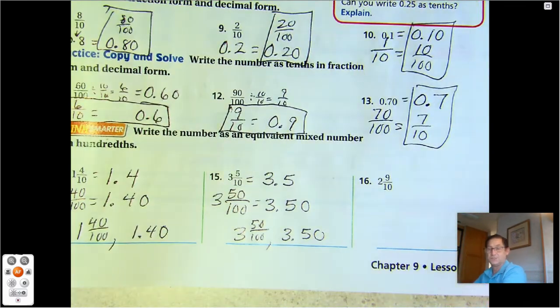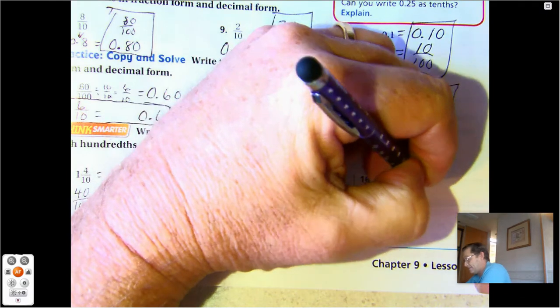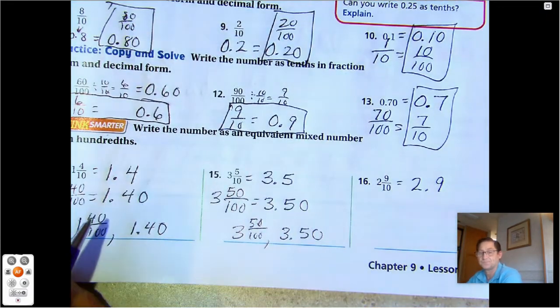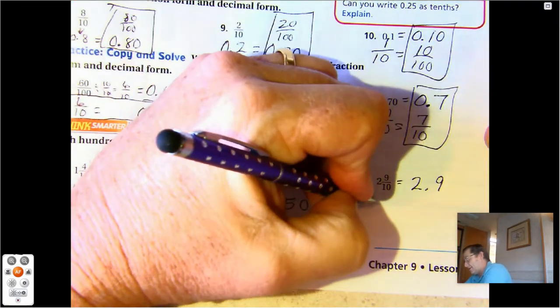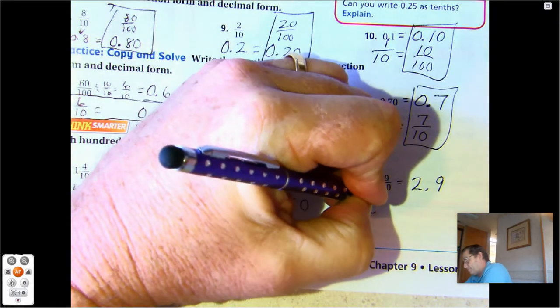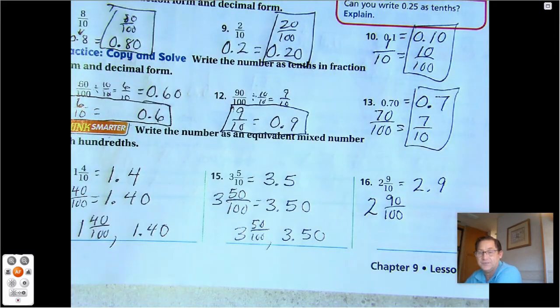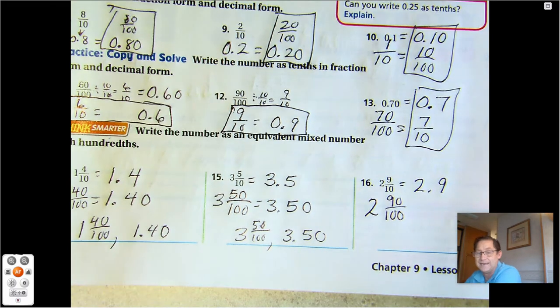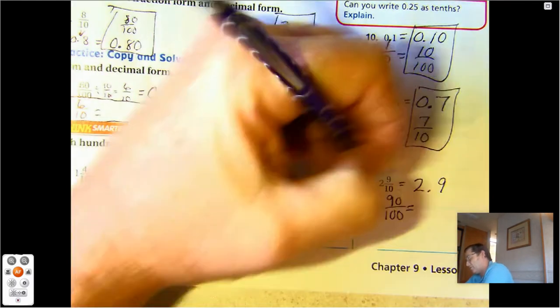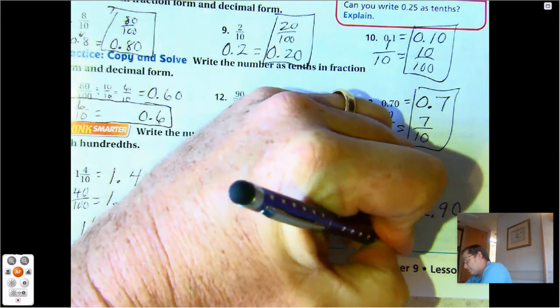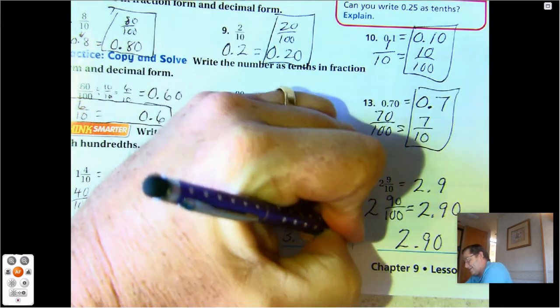Number 16. 2 and 9/10. As a decimal, it would be 2.9. We know that as hundredths, it would be 2 and 90 hundredths. All we're doing is multiplying by 10. 9 times 10 is 90. 10 times 10 is 100. So how do we write 2 and 90 hundredths as a decimal? 2.90.